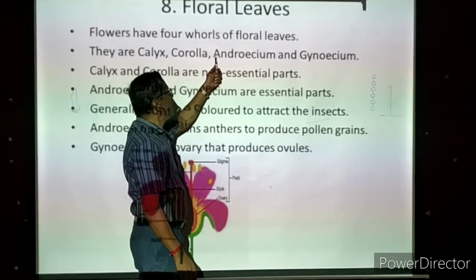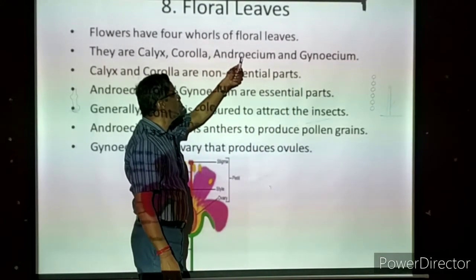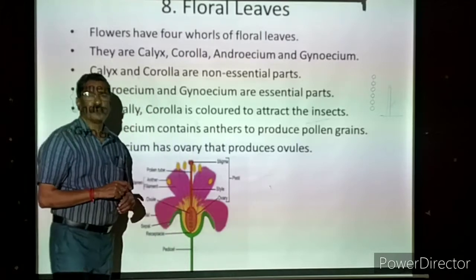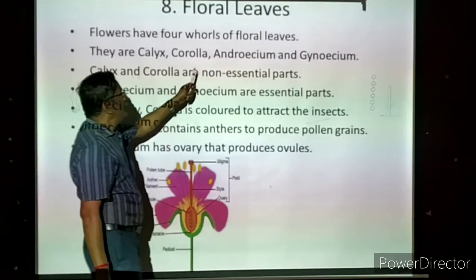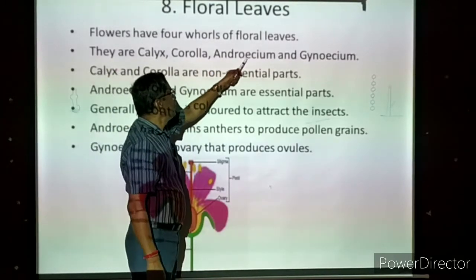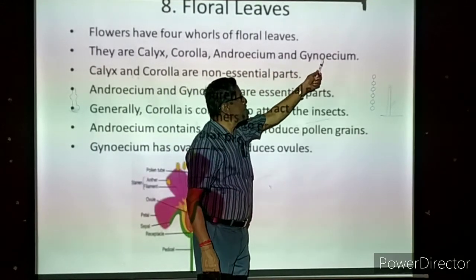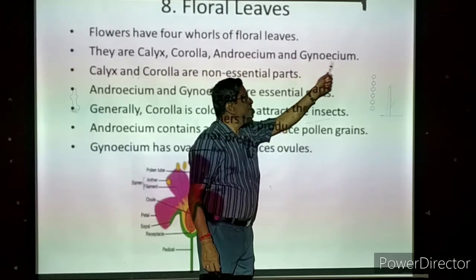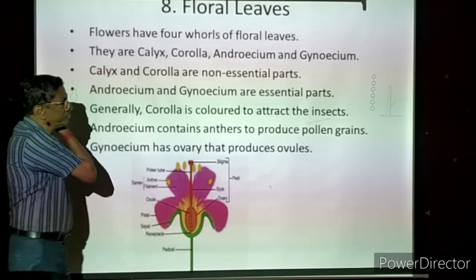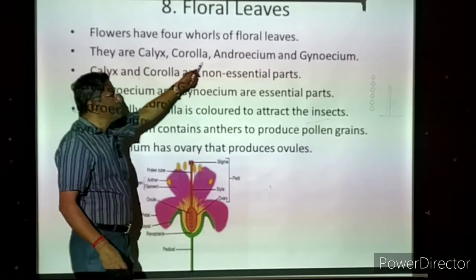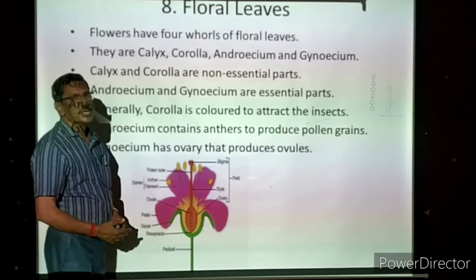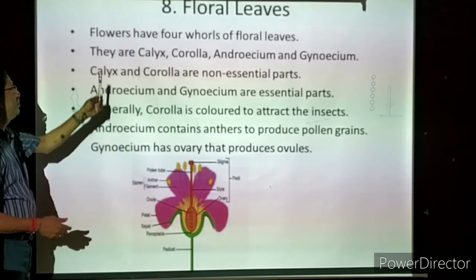Take this word, androecium. A-N-D-R-O-E. The O is silent, the E is pronounced. Androecium and gynoecium, here also O-E is there. But the details of these names we will study in the next part, reproductive morphology. You will come across this.